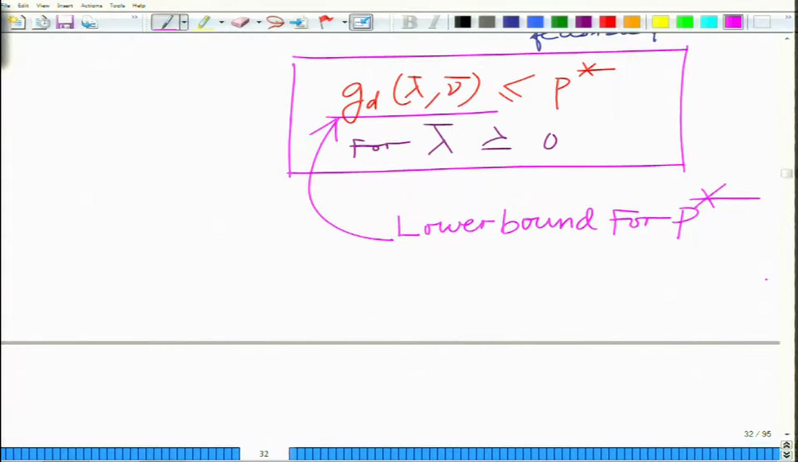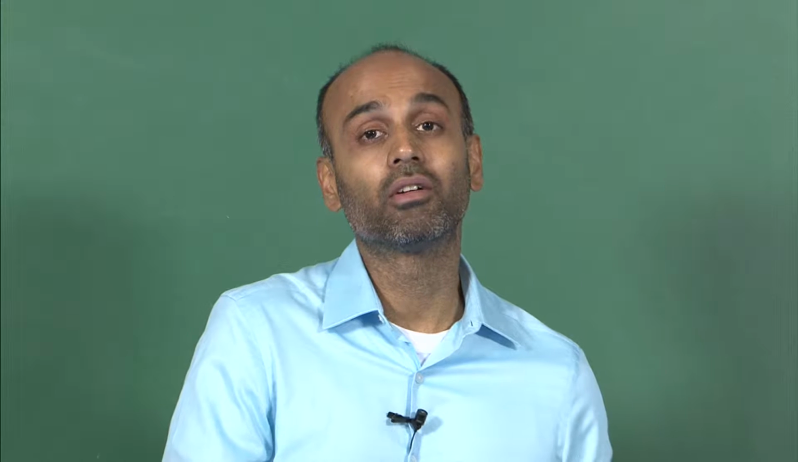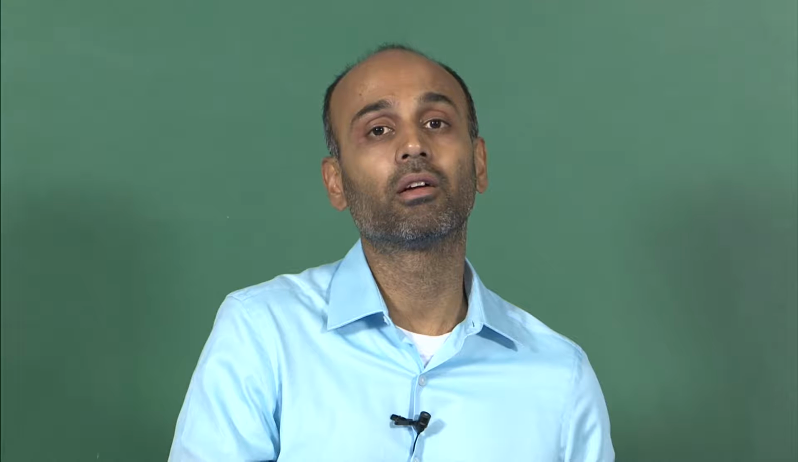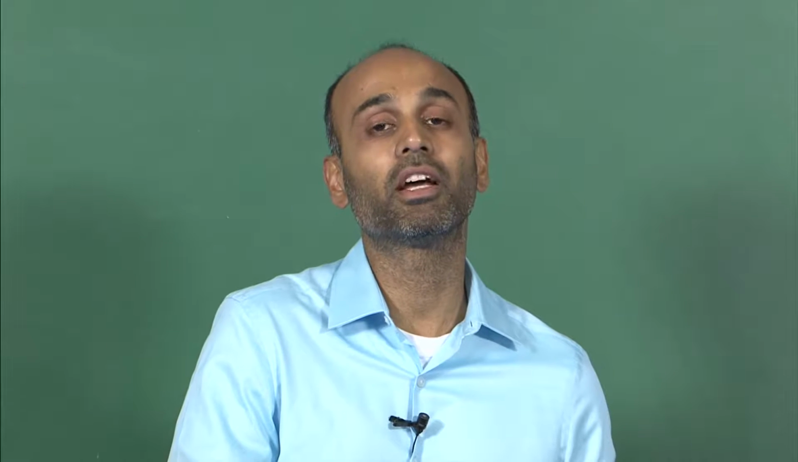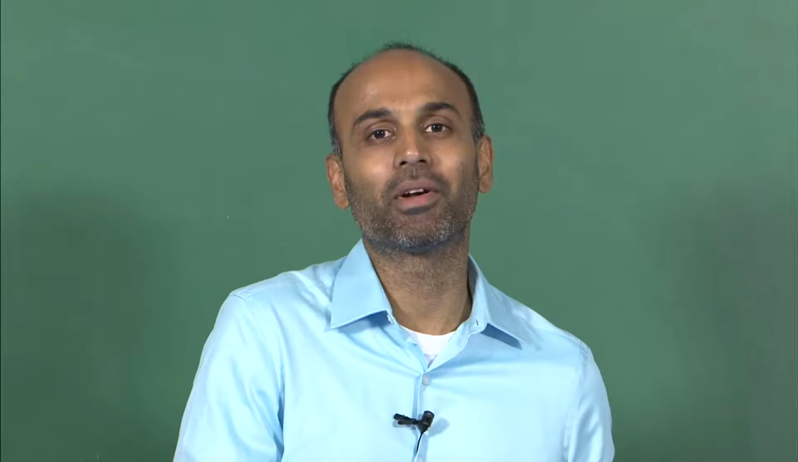This is a lower bound for P star, which is the optimal value of the original optimization problem. So, this holds for any nu bar and any lambda bar component-wise greater than or equal to 0. Now, naturally, if the Lagrange dual function is a lower bound for any lambda bar component-wise greater than or equal to 0 and nu bar, one can ask the question, what is the best lower bound?